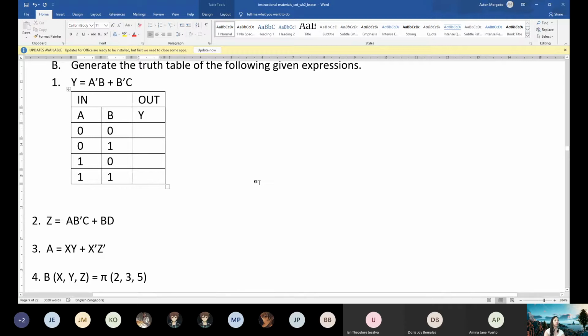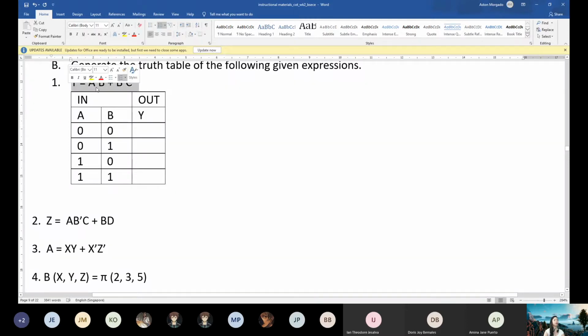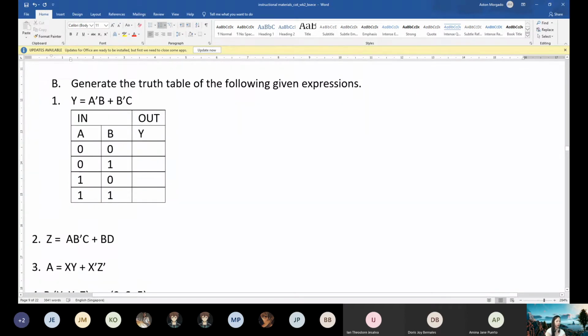Okay, so we have A prime B. Take note, is this minterm or maxterm, yung given equation? Is it in sum of products or product of sums? Dalawa yan, di ba? Ito naman, ano siya? Sum of products or product of sums? SOP po, ma'am. Okay, sum of products. So you get the products, then you add.